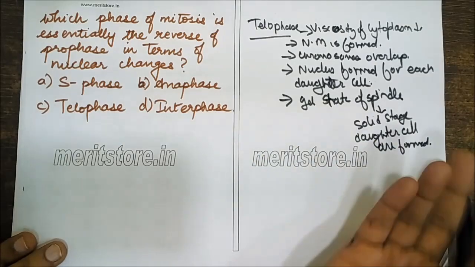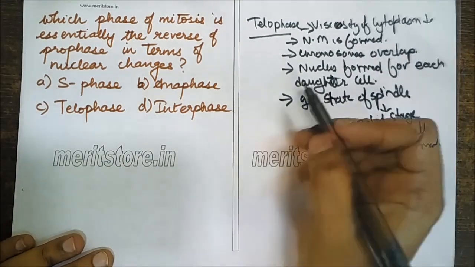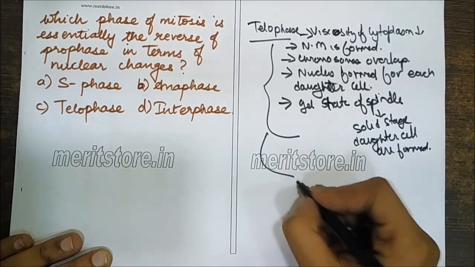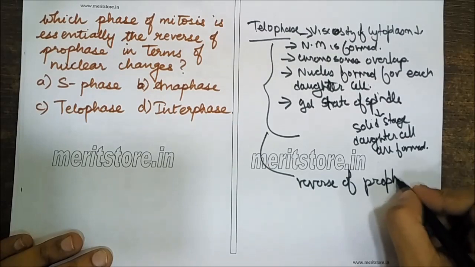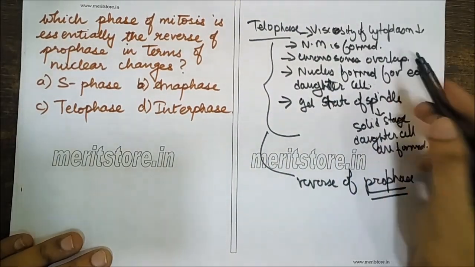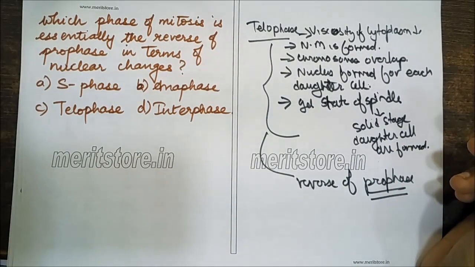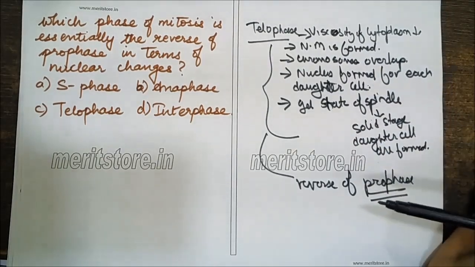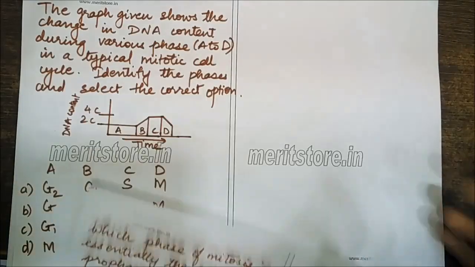Now this, if you compare with prophase, these characteristics are exactly the reverse of prophase. Okay, so the nuclear membrane will disappear, the chromosomes will not overlap, in fact they will try to move away from each other, right? So telophase and prophase are exactly the reverse of each other. Next question.